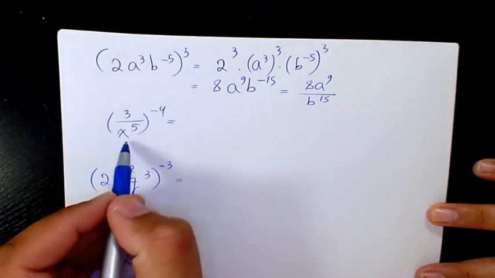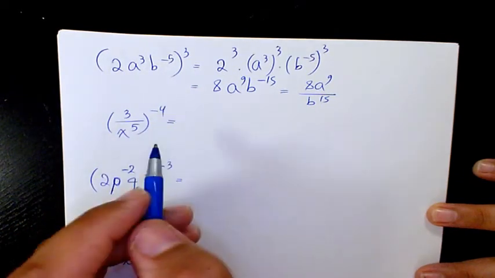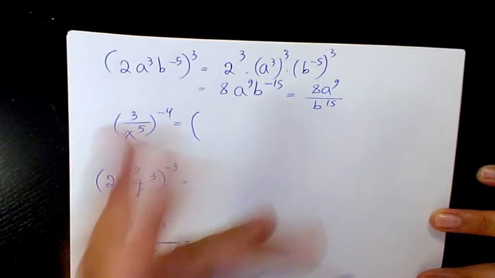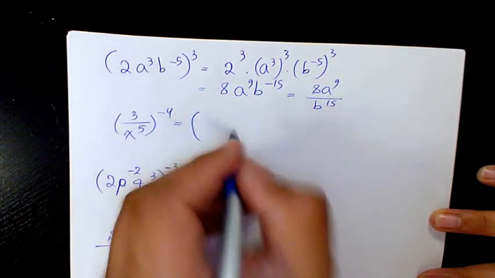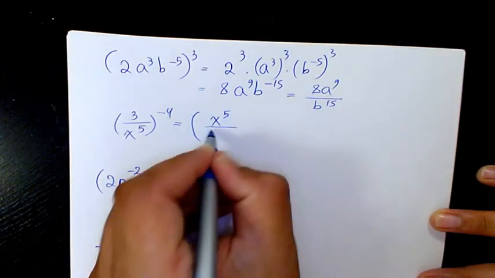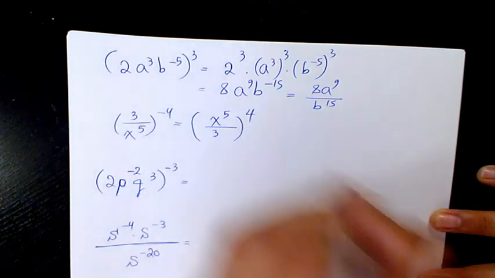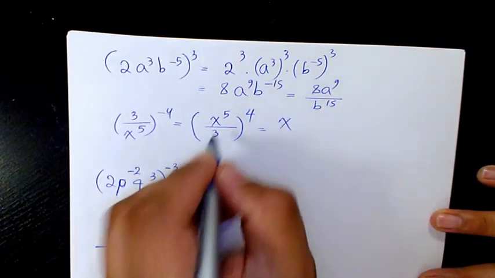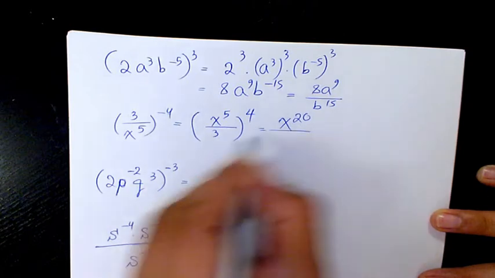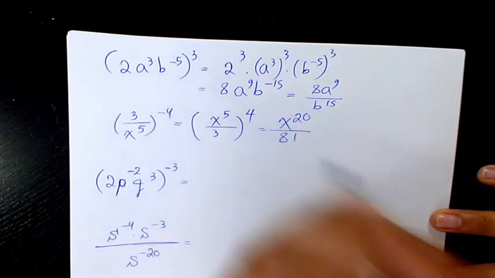Here we have 3 over x to the power of 5, all to the power of negative 4. What we can do, we can just flip the fraction to make this one positive. So it's going to be x to the power of 5 divided by 3, to the power of positive 4. That's going to make it easier. So it's going to be x to the power of 20. Here we have 3 to the power of 4, which is 81.